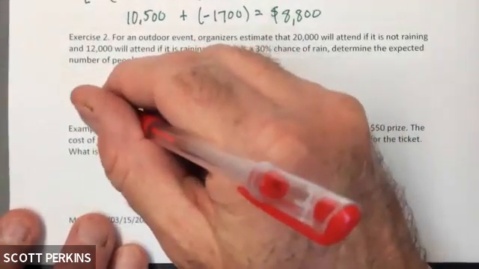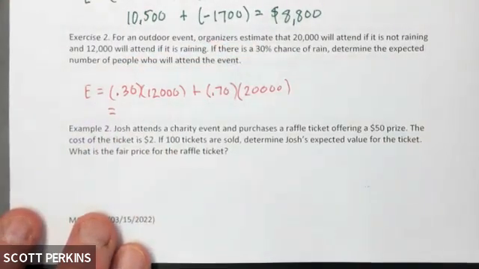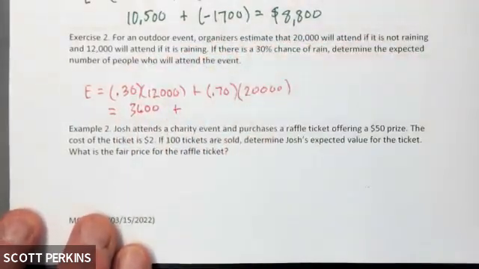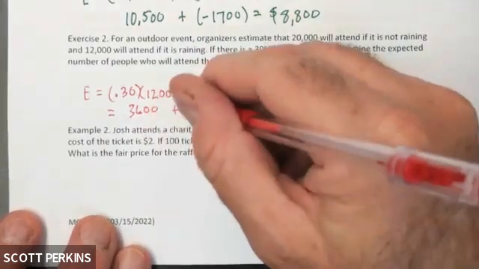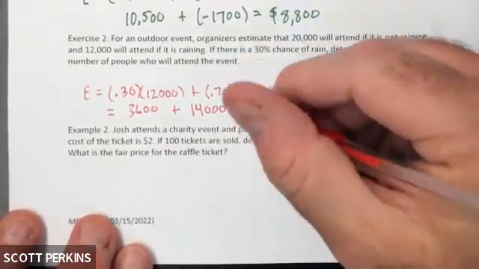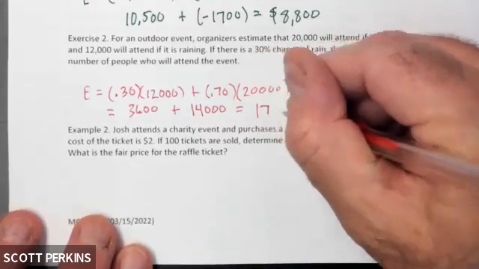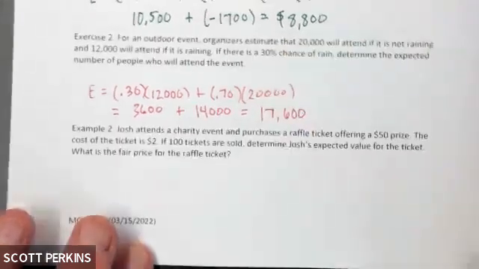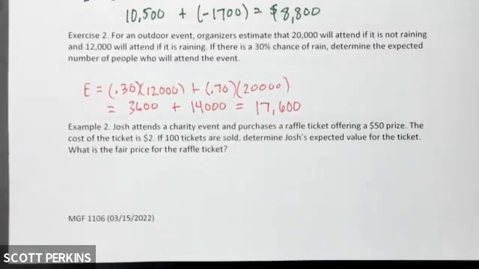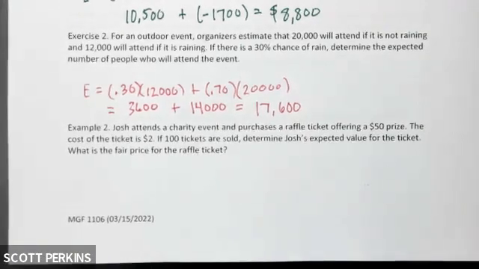All right, well then 0.3 times 12,000, is that 3,600? The mental arithmetic's working okay this morning. Plus 0.7 times 20,000, is that 14,000? And so that means if we are planning for this, then planning for about 17,600 people would be reasonable, because many times you're going to get the full 20,000, but many other times you're going to get 12,000. And so your net average over the long term is going to be 17,600.